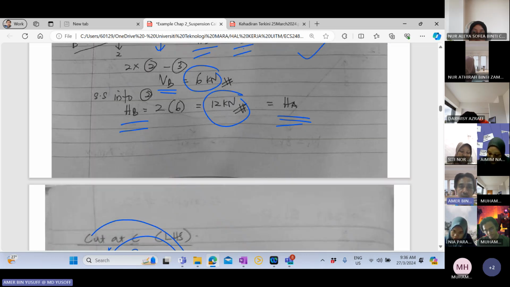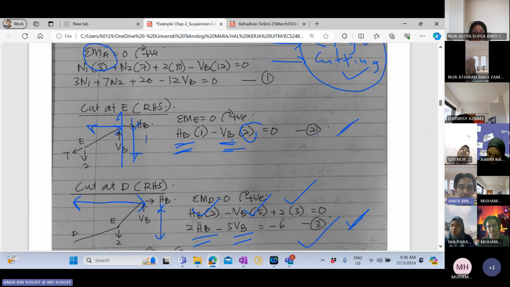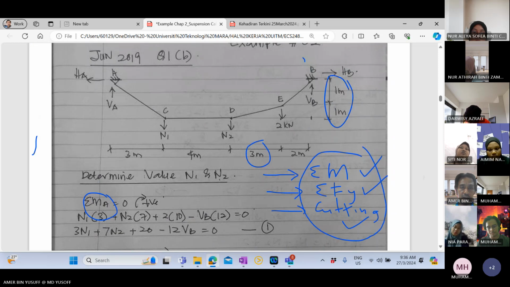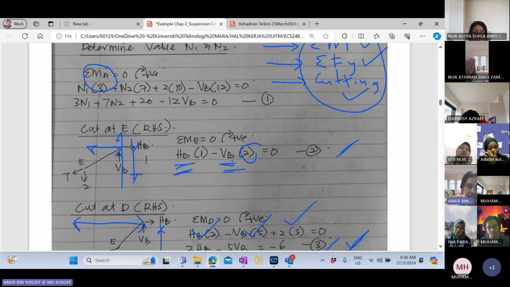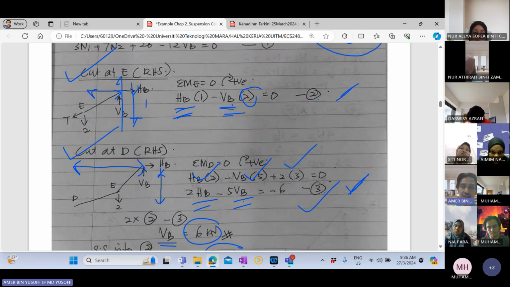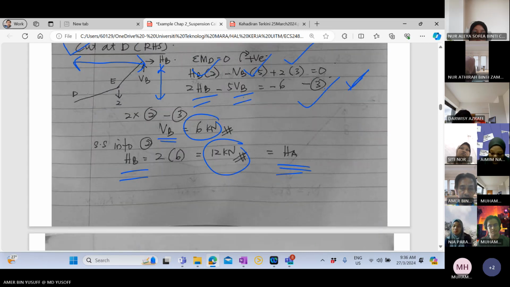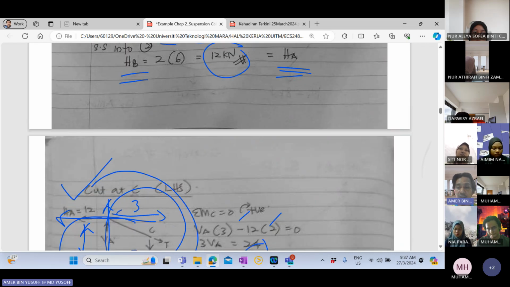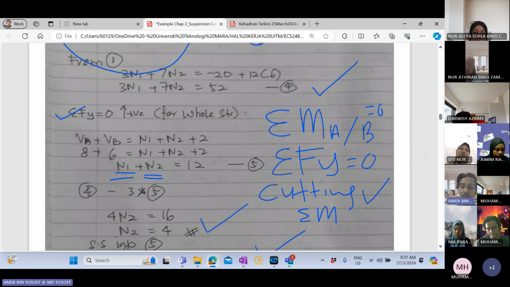That's why, you tengok kat sini, saya ada buat apa ni, cutting at E, cutting at D, cutting at C. Saya terpaksa buat banyak cutting untuk nak dapatkan sebanyak mungkin equation untuk nak selesaikan soalan ni. Itu je beza dia, tetapi prosedur tetap sama. Ini je.